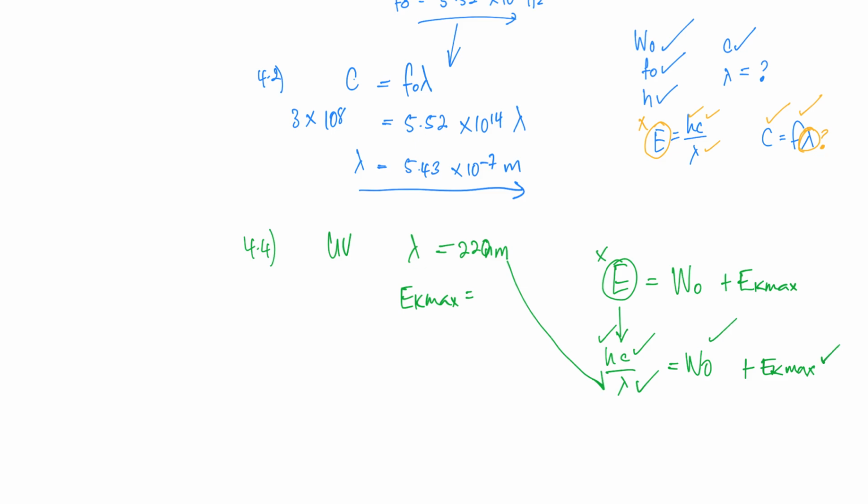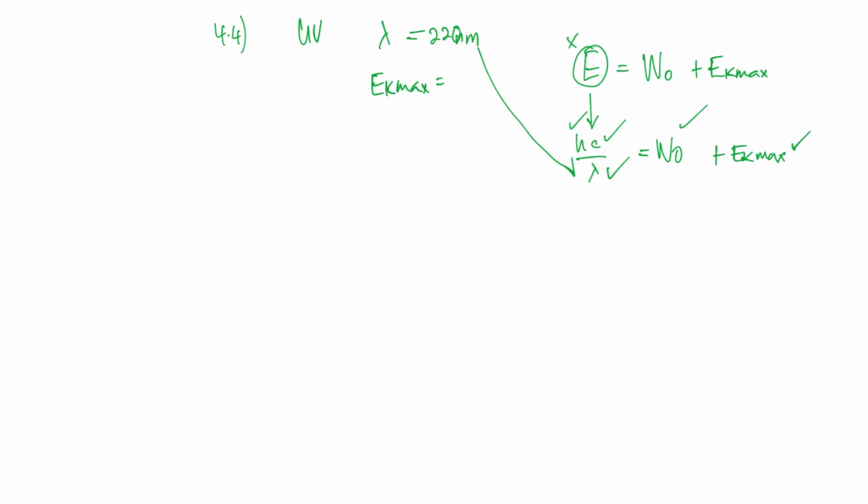Right, so this would be the best formula for us to use. So I'll go ahead and write E is equal to work function plus maximum kinetic energy, and that's where you get your mark. Then I'll take it one step further and say HC over lambda is equal to the work function plus EK max.